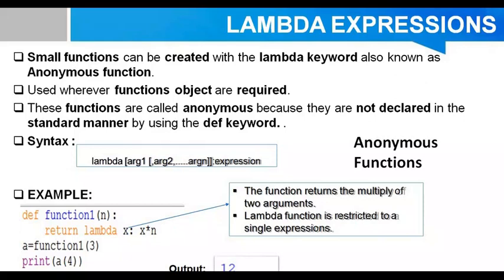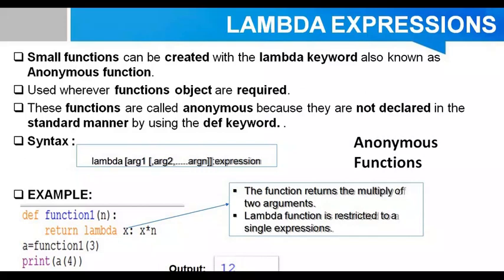So the syntax is just lambda, then arguments, then expression. This is how small functions can be created with the lambda keyword. Here we will use the lambda keyword for anonymous functions. Lambda expressions and anonymous functions are the same. So next, let's have an example of this.